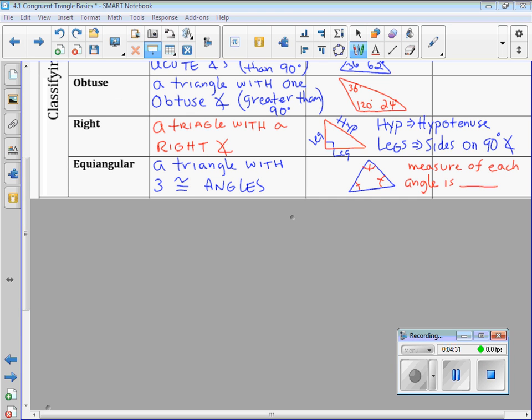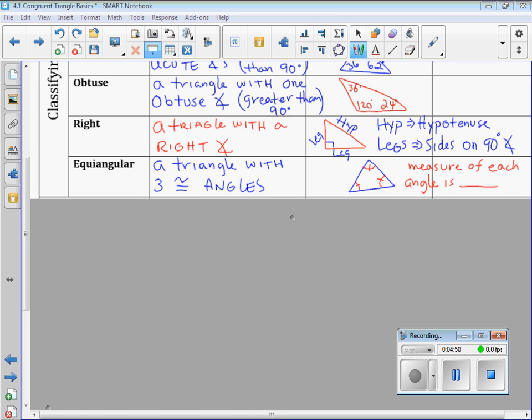Okay, so we have equiangular triangles, and that means all the angles are equal to each other. I have a drawing there, and hopefully you can recognize the congruent marks that show that the 3 angles are congruent. So the question is, the measure of each angle is how much?